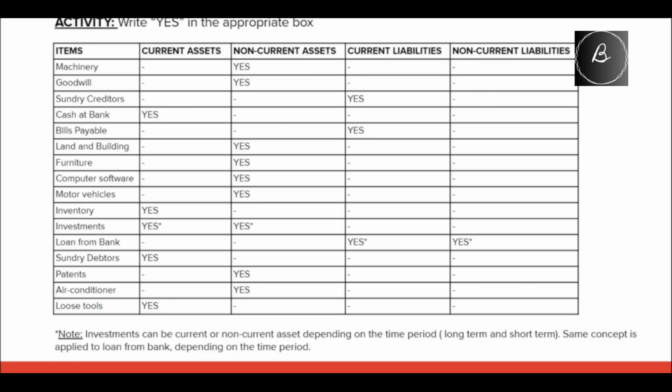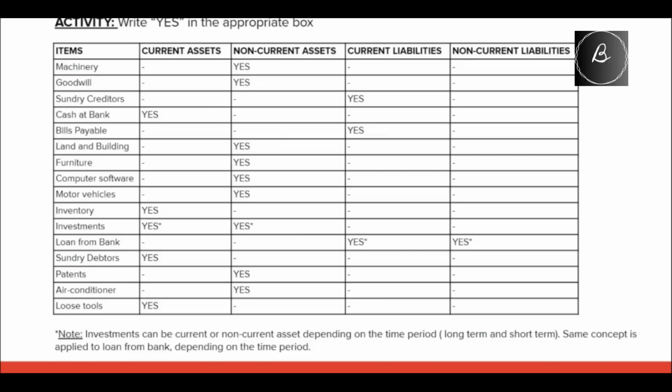Sundry creditors will be a part of your current liabilities as you owe them money within 12 months. Cash at bank is the most liquid form of asset and so will fall under current assets. Bills payable will fall under your current liabilities just like sundry creditors. Land and building, which is a fixed asset, will fall under non-current assets just like machinery. Furniture too, just like land and building and machinery, will fall under non-current assets.